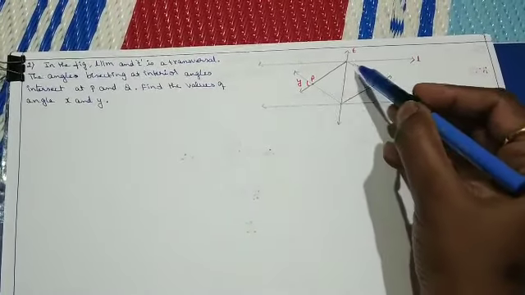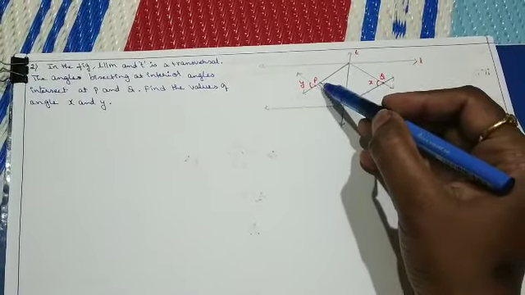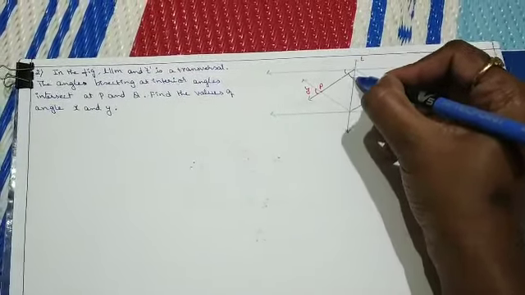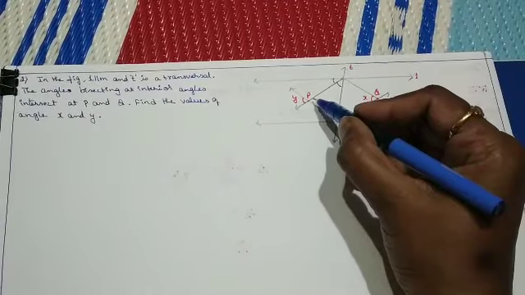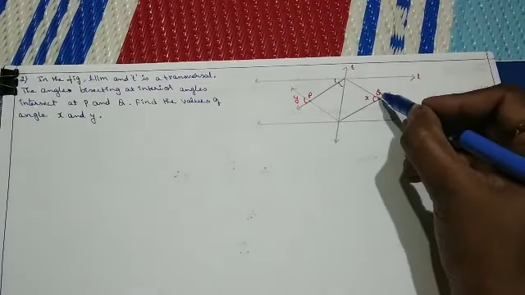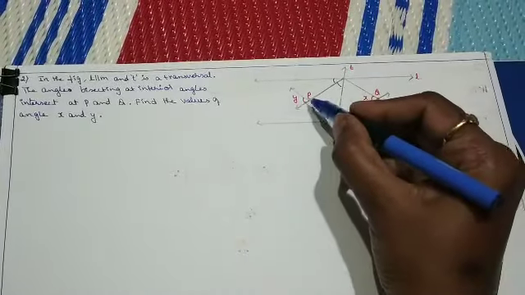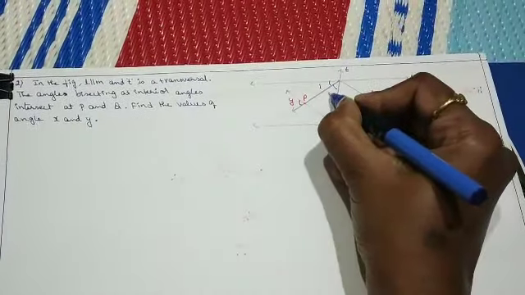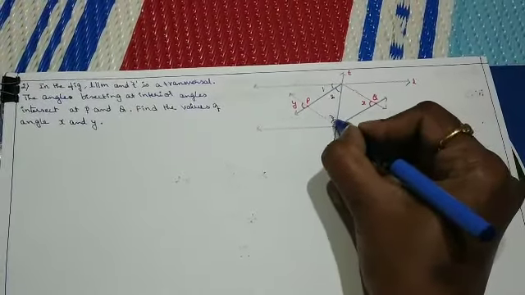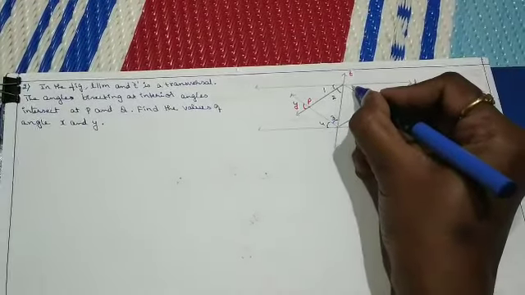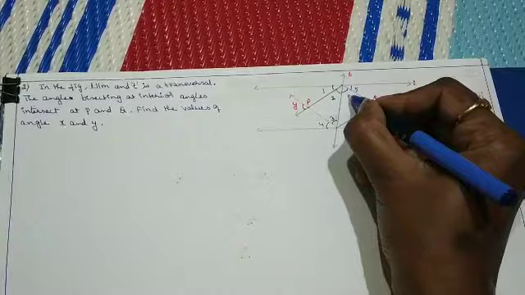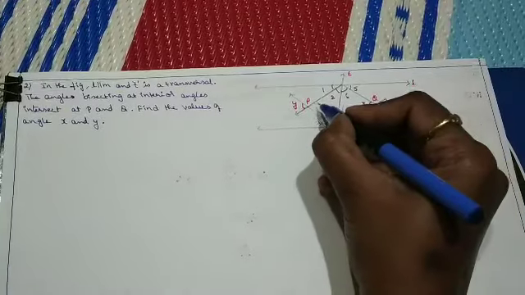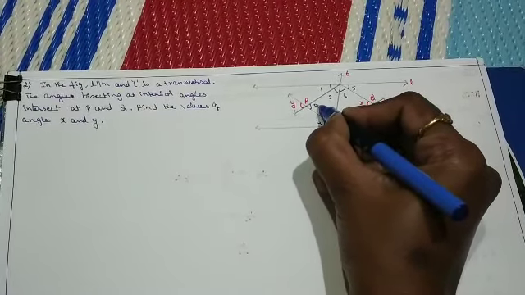The angle bisecting the interior angles. So these are the interior angles. So these bisecting angles intersect at P and these bisecting angles intersect at Q. Then find the value of x and y. So I will mention this is angle 1, angle 2, angle 3, angle 4, angle 5, angle 6, angle 7, angle 8 and this I'll mention it as angle 9.